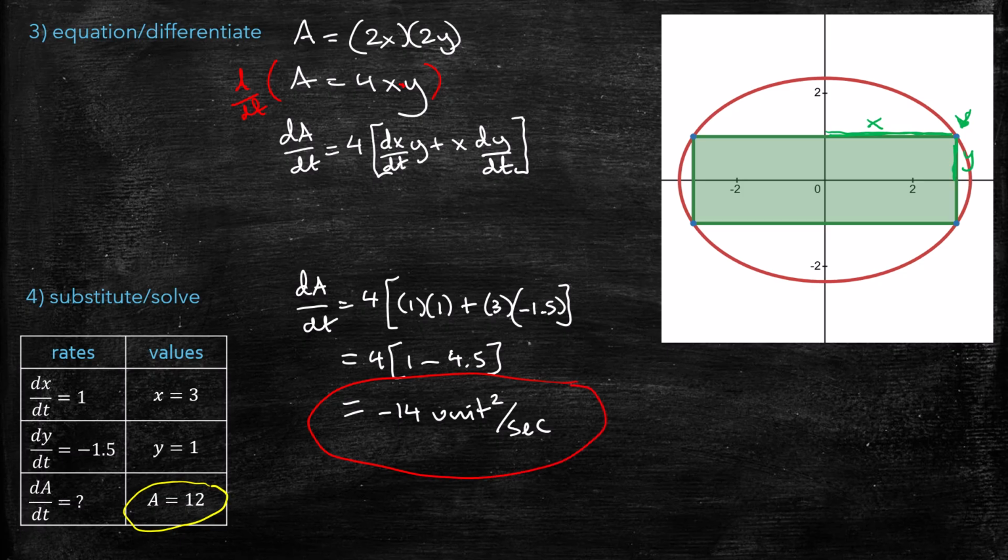So that's our final answer. And notice it's negative, which means it's decreasing. So why is that? Well, the x-coordinate is increasing at 1 unit per second, but the y value is decreasing at negative 1.5, so a little faster. So I guess the overall effect is that the area of the rectangle is shrinking.